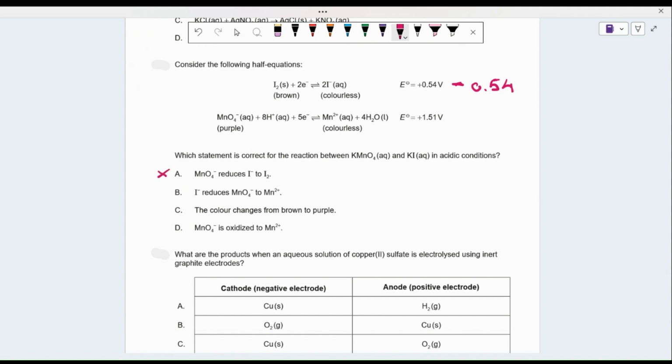B, the iodide ion reduces, why yes. If manganate is the oxidizing agent, the other one will be the reducing agent. So that's correct. The color changes from brown to purple? No, it actually changes from purple to brown. So switch that round. And D, manganate is not oxidized. It itself is the oxidizing agent, which means it is reduced. So we are left with, so our answer is B.